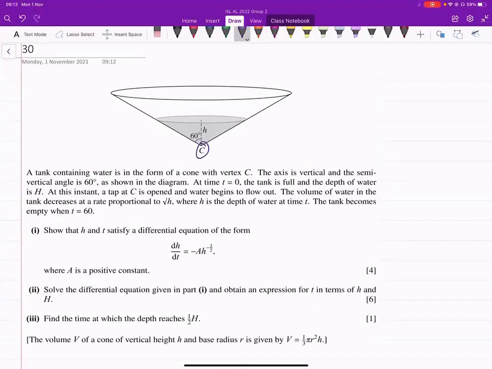Okay, so a tank containing water is in the form of a cone with vertex C. So this is the vertex. The axis is vertical and the semi-vertical angle is 60 degrees. What that means is slant height wala jo angle nazar aa raha hai, that is 60 degrees. So that's already given in the figure. At time t equals 0, the tank is full and the depth of the water is h. So that's one point that you're given. Okay, so keep that in mind. When time is 0, the depth of the water is h.